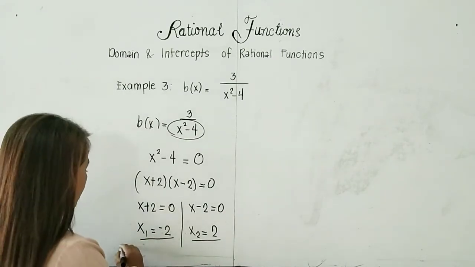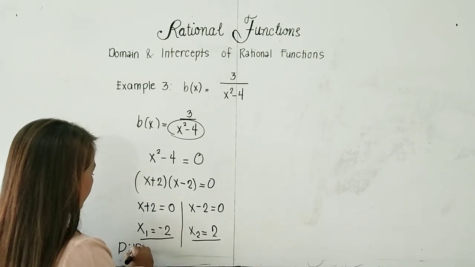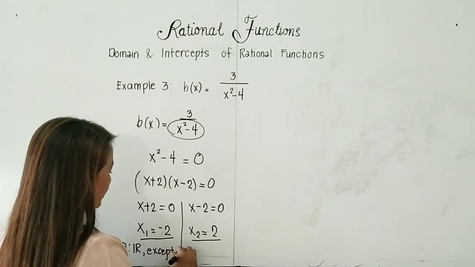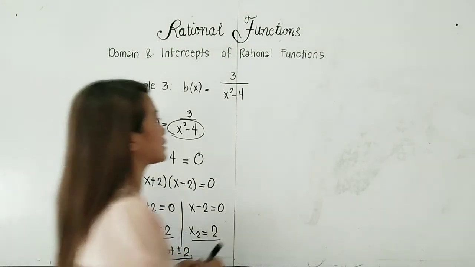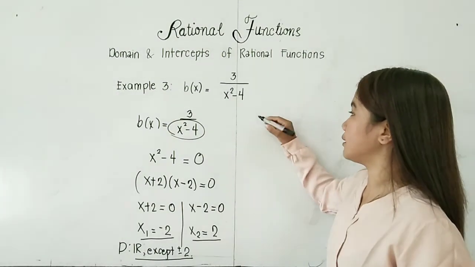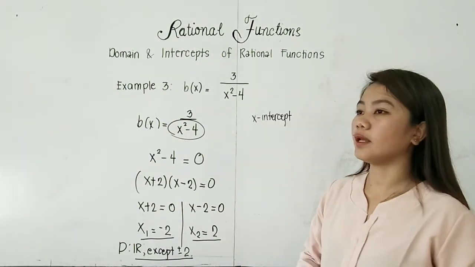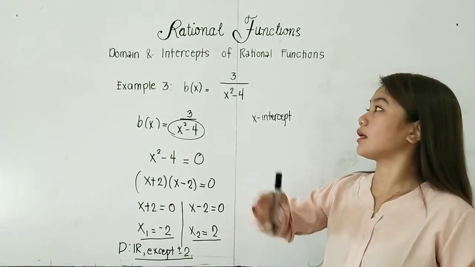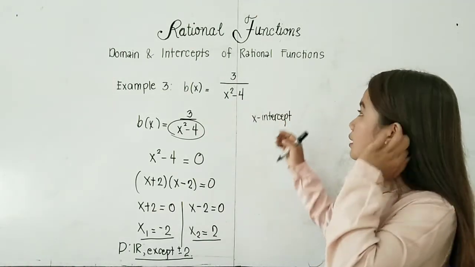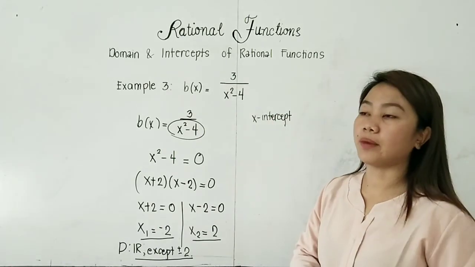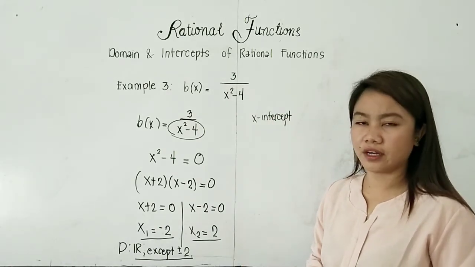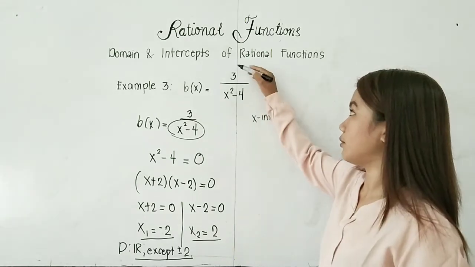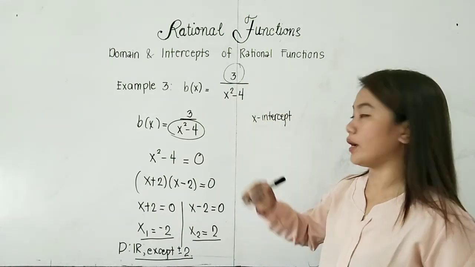So our domain is the set of real numbers except positive and negative 2. Next, let's find the x-intercept of b of x. The x-intercept is the value of x when y is 0. Now, in finding the x-intercept, we will equate the numerator to 0, that is the shortcut. Since our numerator is a whole number, positive 3, we have no variable x. So in this case, we have no x-intercept. Again, if our numerator is a whole number, we have no x-intercept.